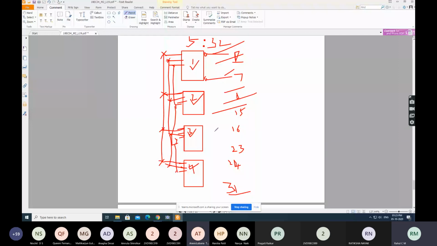What do I need to select these 4 ICs? Who controls this selection of these 4 ICs? Enable. Enable controls it. How many enable inputs do I need to control these 4 ICs? 2 select lines. I need 2 pins for controlling 4 ICs.